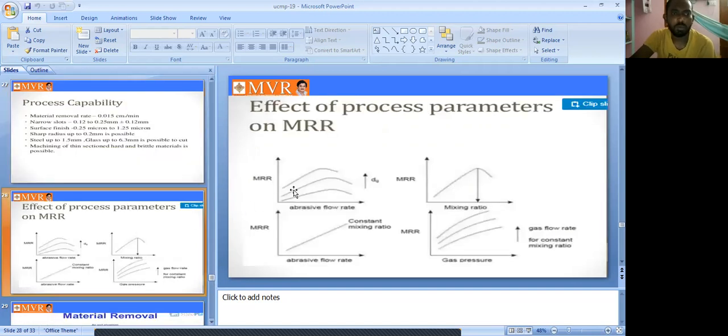What is the effect of process parameters on MRR? So MRR, metal removal rate, is very important. In the abrasive jet machining process, the metal removal rate is 0.015 centimeter per minute. Okay, the metal removal rate in abrasive jet machining is 0.015 centimeter per minute. So these are some of the effects of process parameters on MRR.